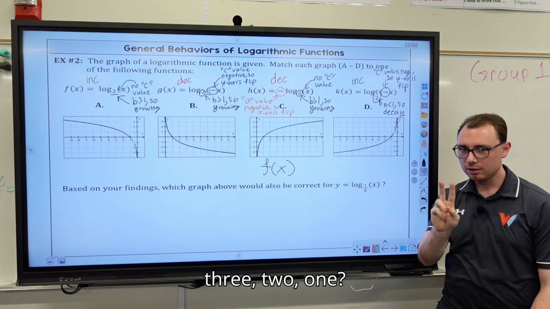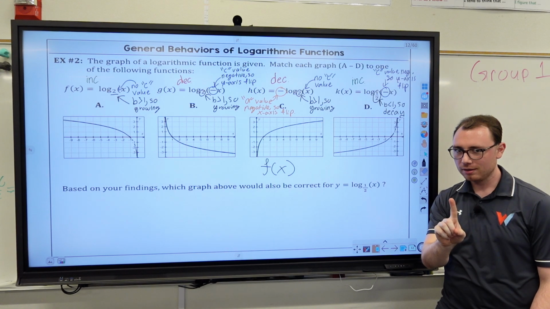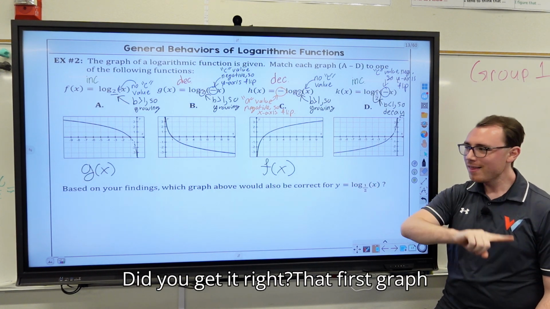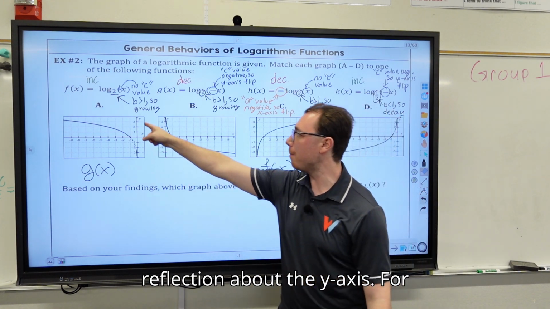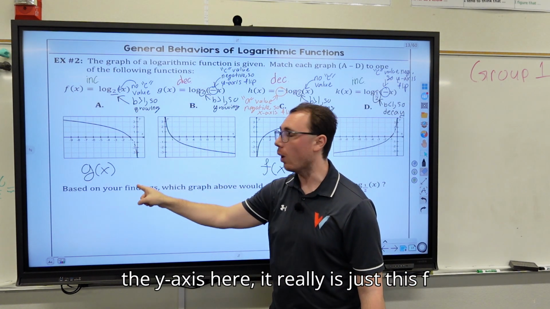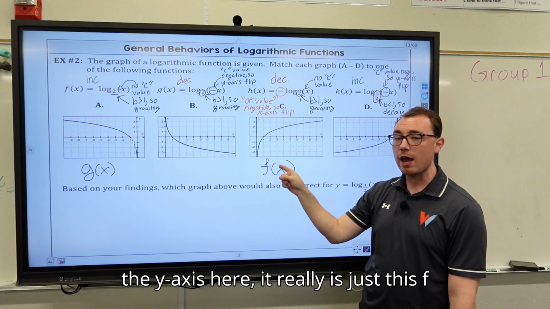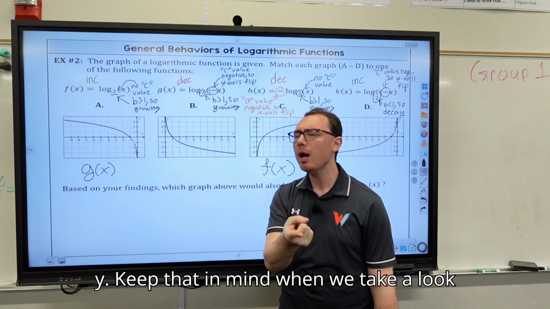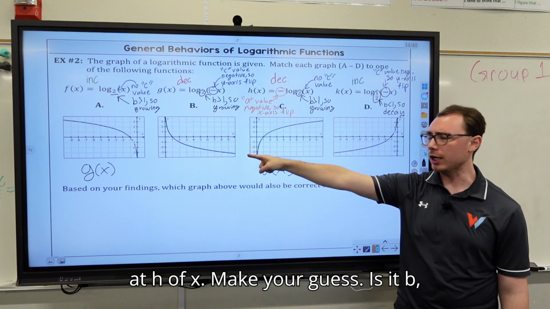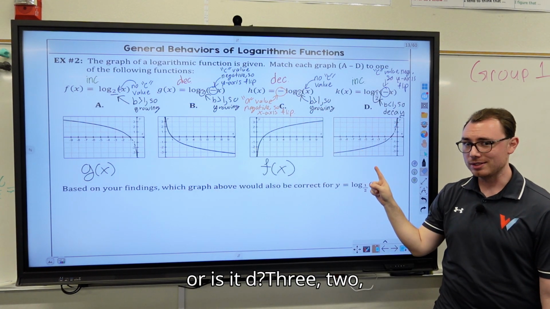In 3, 2, 1. Did you get it right? That first graph there, it just happens to have that reflection about the y-axis. For the y-axis here, it really is just this f of x graph, reflected about the y. Keep that in mind when we take a look at h of x. Make your guess. Is it B or is it D?